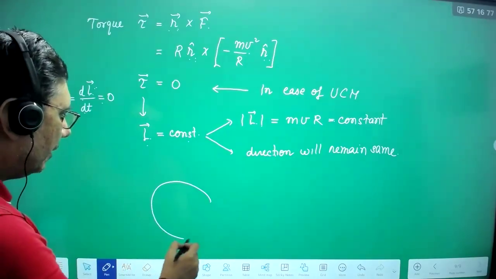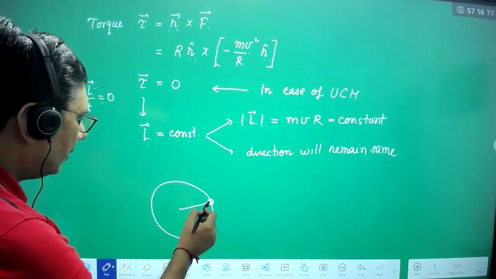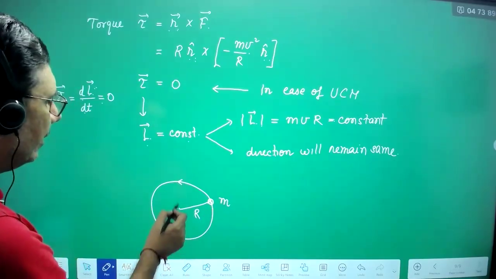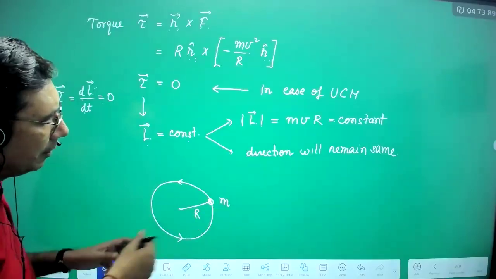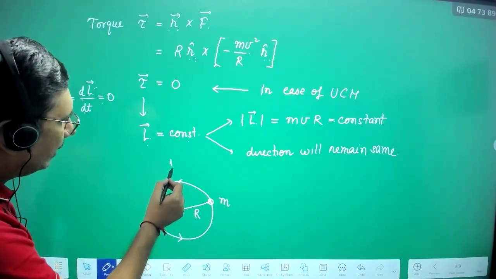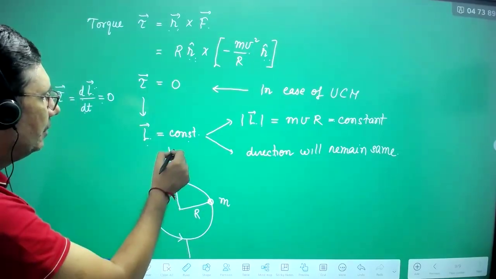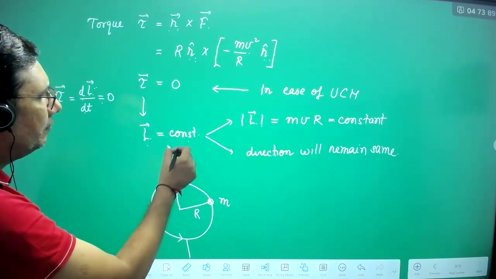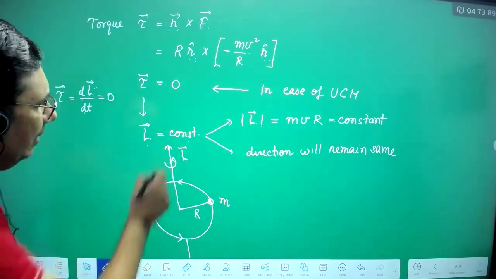So what is the direction of this? Suppose the particle is undergoing this circular motion. So this is R, this is M, and the particle is moving like this. Then what will be the direction of L? You have to curl your right hand fingers in the direction of the motion. The particle is moving like this, so L will be like this. It is rotating like this, so the direction of L vector will be in the Z cap direction, and it will remain fixed.